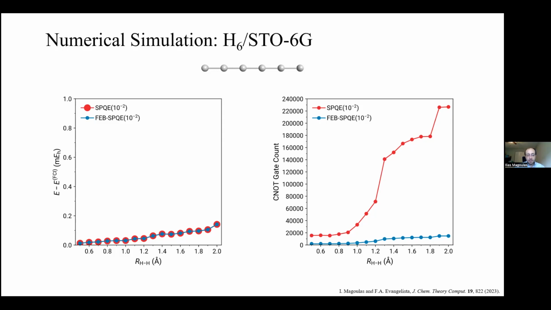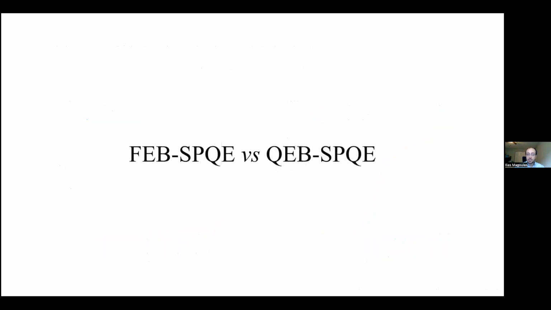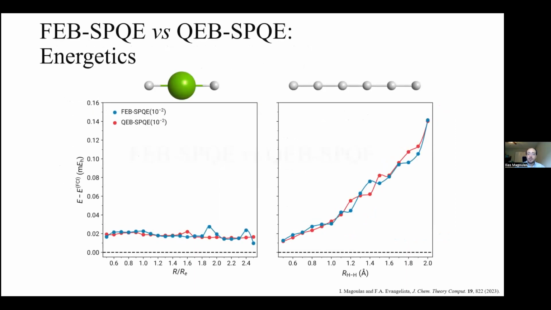So now that we know that these circuits work really well, the next thing we looked at is which one of the 2 variants is best. Is it the fermionic or the qubit one? For this, we looked at 2 systems: the symmetric dissociation of the linear beryllium hydride and the symmetric dissociation of H6, both using a minimum basis set description. First, we looked at the errors with respect to full CI. In both cases, it's like a tie. It's difficult to say whether the qubit or the fermionic version is the best.